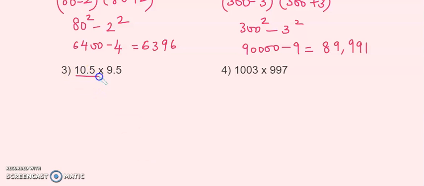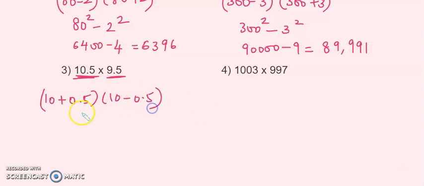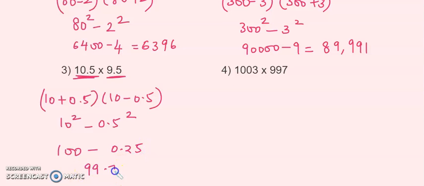Again, 10.5 and 9.5, right? So this is 0.5 more than 10, and 9.5 is 0.5 less than 10. So it's 10 plus 0.5, and the other one is 10 minus 0.5. So our a is 10 and b is 0.5. So 10 squared minus 0.5 squared. So it's 100 minus 0.25, right? Which will be 99.75.